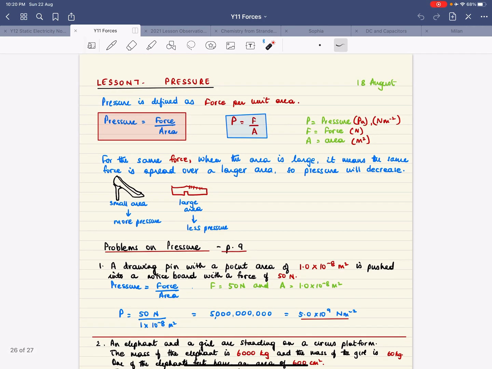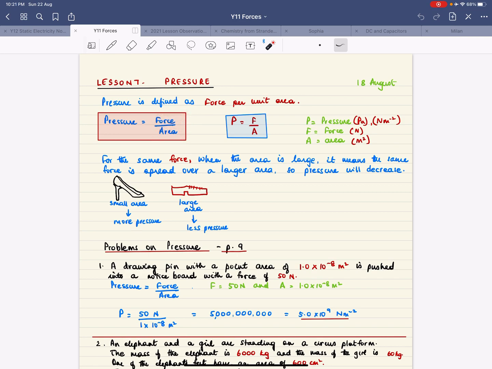So the first thing we need to remember is that pressure depends on two things. Pressure is basically how hard you push down on something and over what area you are pushing down on. So the push force and the area, these are the two things. And pressure is calculated by dividing force by area.